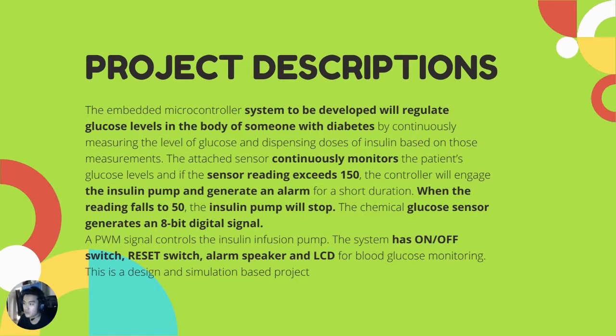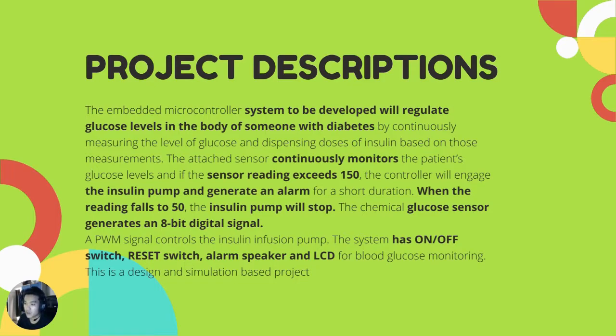First of all, the system to be developed will regulate glucose levels in the body of someone with diabetes. The sensor needs to monitor continuously. When the sensor reading exceeds 150, the controller will engage the insulin pump and generate the alarm. The insulin pump will continuously pump insulin into the bloodstream, and when the glucose level is less than 50, the insulin pump will stop.